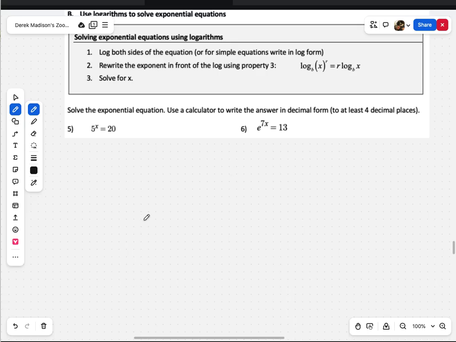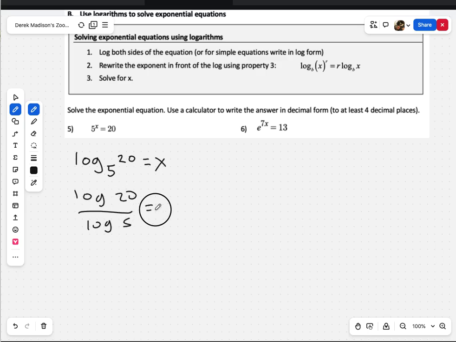So 2 ways to solve this. One would be using the change of base formula from the previous section. If I rewrite this in log form, log base 5 of 20 equals x. If your calculator has the little box where you can enter the 5, great, just plug that in. If not, we would have log of 20 over log of 5.